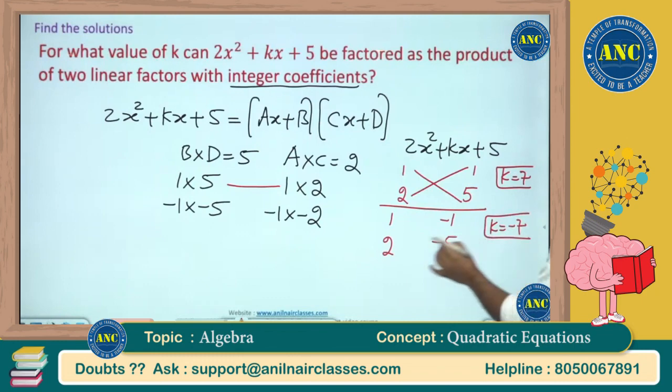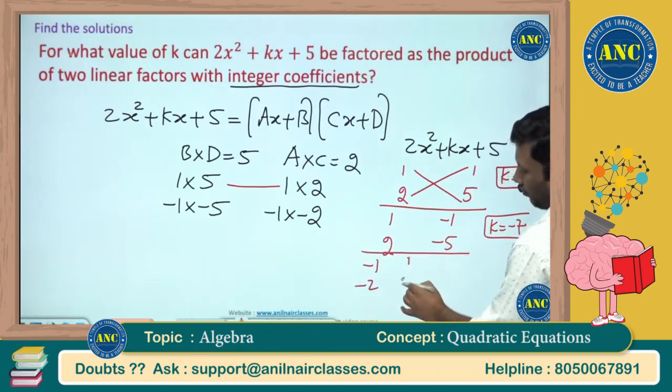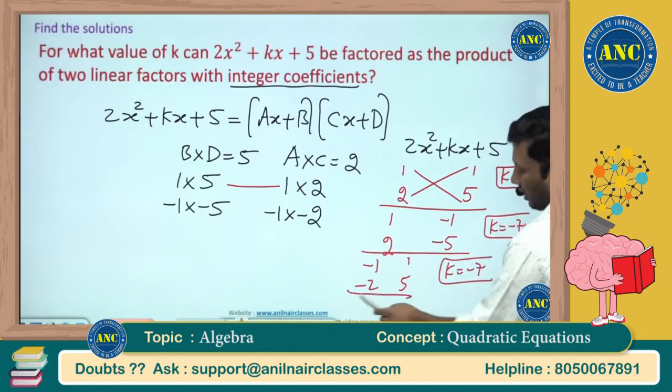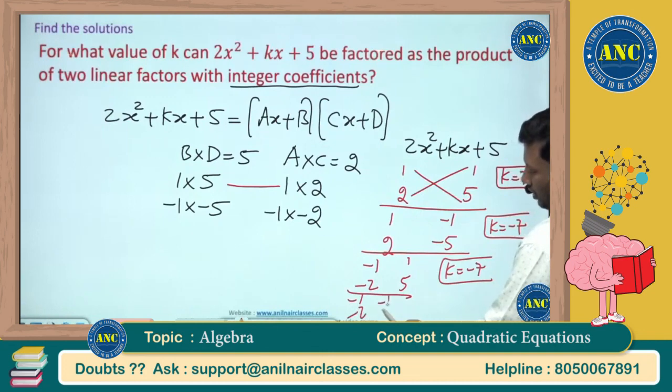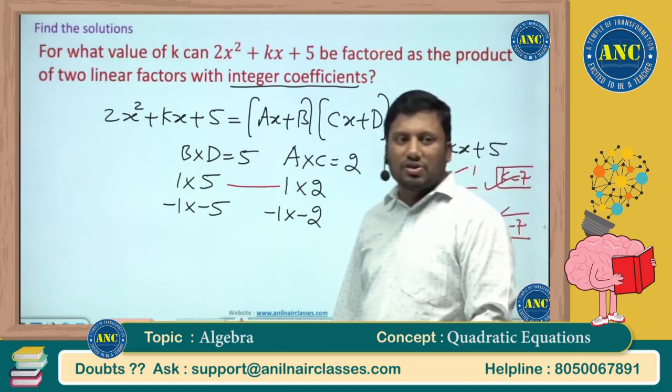Are you all with me? Third case, minus 1 and minus 2, with 1 and 5. So what will be the answer? Minus 5 minus 2. K value is minus 7. Repetition is happening. Minus 1 minus 2, minus 1 minus 5, 5 plus 2. K value is 7. How many unique values did we get? Two unique values.